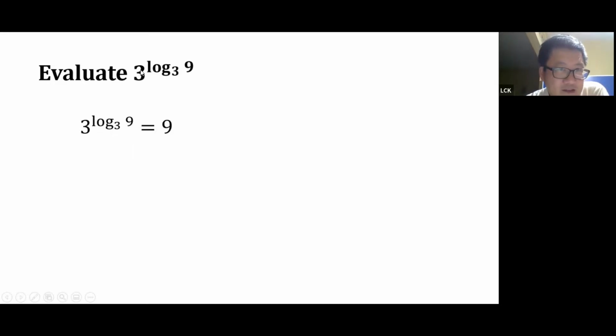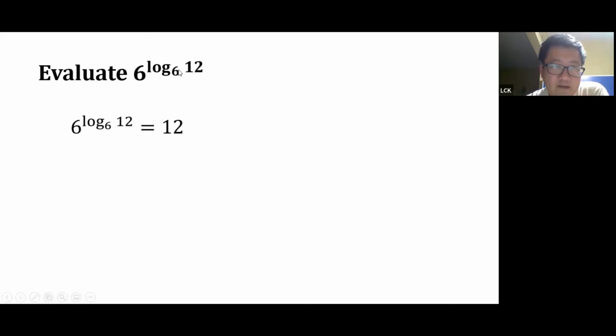Now note that this number here and the base number of the log have to be exactly the same for it to equal that number there. So 3 and 3, they are the same, so it equals 9. Very simple. And this is your general form of the formula. B to the power of log base B of x simply equals x. That's all.